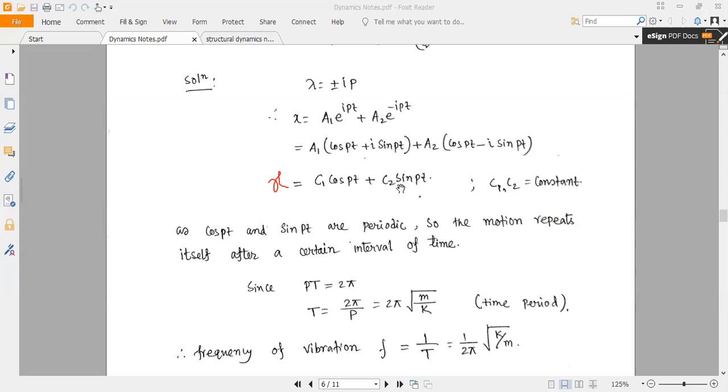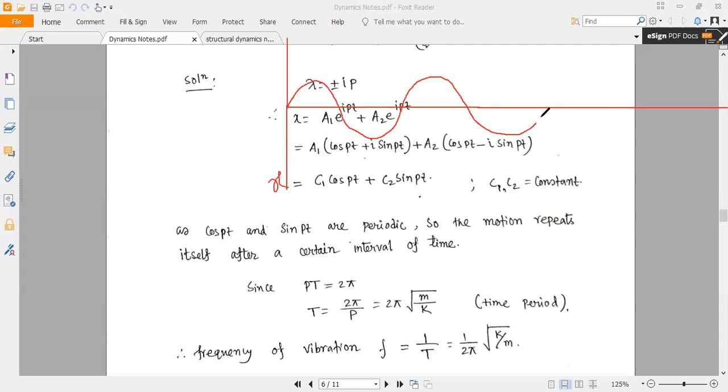What is a periodic function? It means it will be a repetitive motion. After some time interval, it will repeat like this. The cos function or sine function looks like this. So it is a sine function. I'm drawing it here. Okay, like this. It will be repeating.